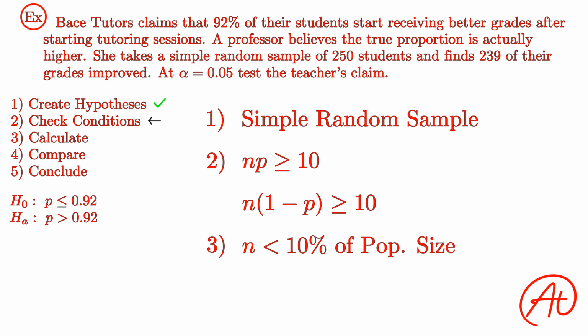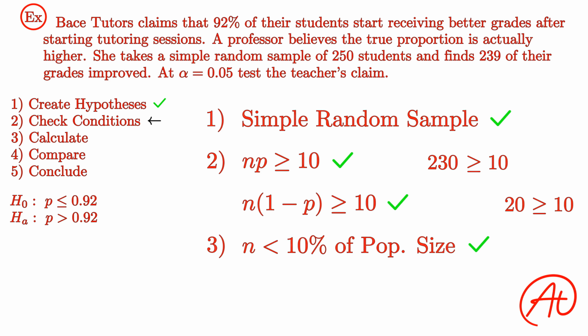Going through these for our problem, the question states that the teacher takes a simple random sample, so that checks off the first condition. For the second condition, the sample size n is 250, and the assumed population proportion p is 0.92. So n times p is 230, and n times 1 minus p is 20, which both are greater than 10. Lastly, let's say the company tutors well over 2,500 students, so that the sample size is less than 10% of the population size.